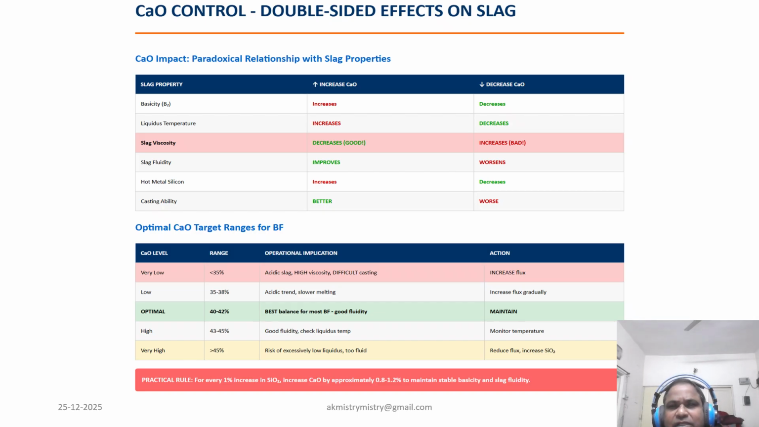Now, as far as CaO is concerned, CaO improves fluidity but also raises liquidus temperature. Too little CaO makes slag acidic and sticky. Too much makes it overly fluid also. So keeping CaO balanced, between 40 and 42%, gives the best results.